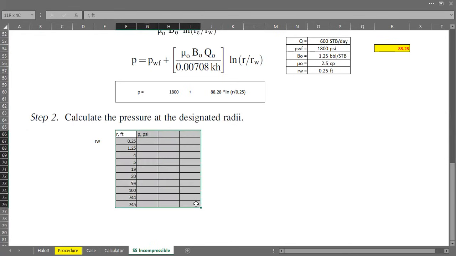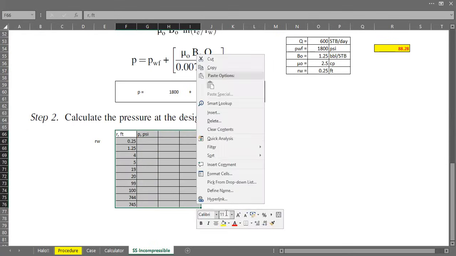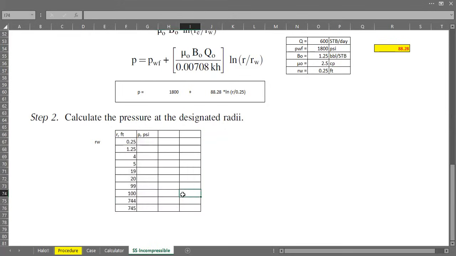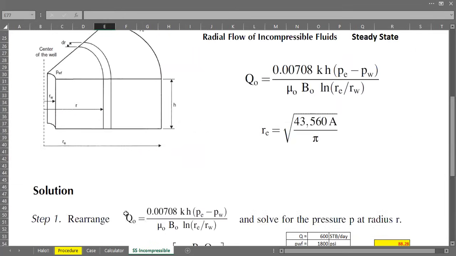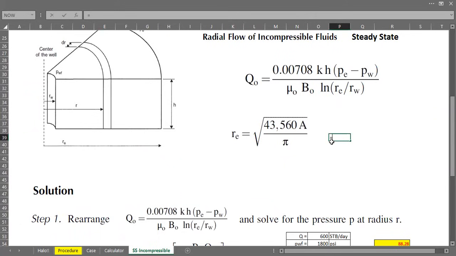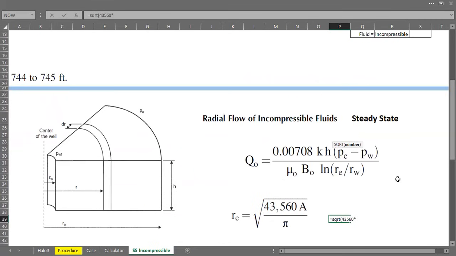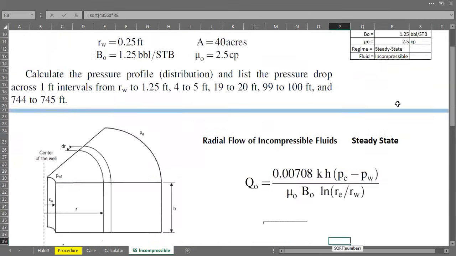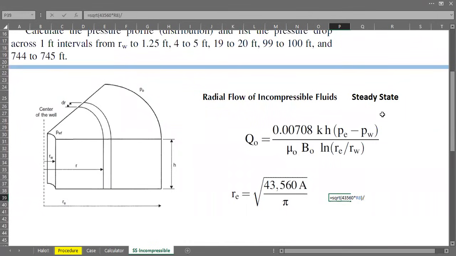Okay, let's make them bigger. Okay, actually this one, 745 is re. Okay, just to make sure, this one, square root of 43,560 multiplied by area divided by pi.